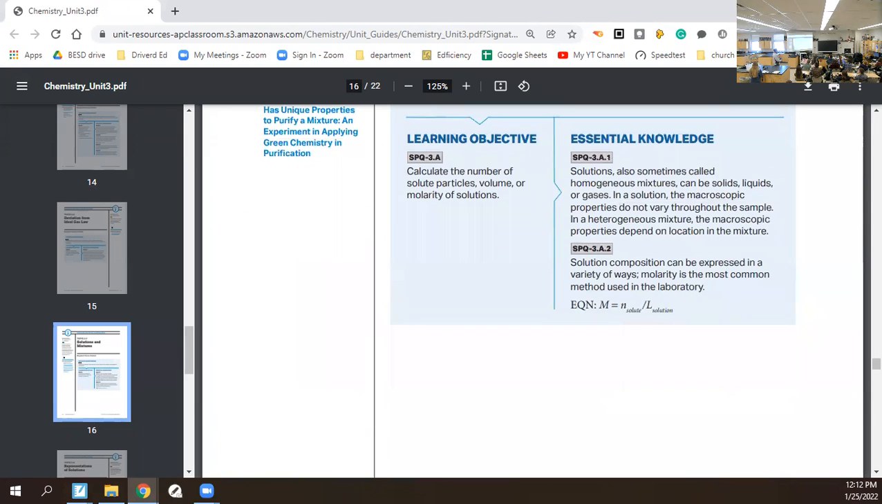There's, I guess, a lot of words. Solutions, also sometimes called homogeneous mixtures. We learned homogeneous, like we should have. Keely's making a homogeneous mixture right now. Raise your hand up, please. Oh, perfect timing. She's making a homogeneous mixture. It's a solution of Hawaiian punch.